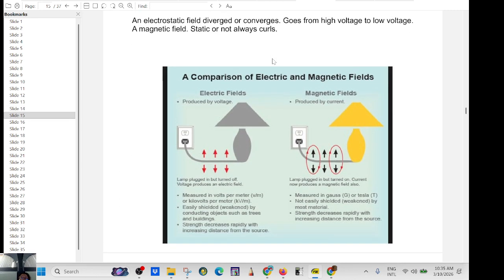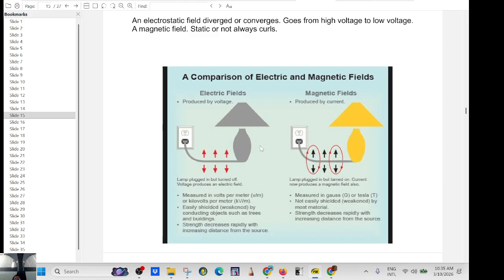Always remember, an electrostatic field diverges or converges. A magnetic field, it doesn't matter if it's changing with time or not changing with time, it's always curling. We're going to see that an electric field that is changing with time will curl as well. But a static electric field diverges and converges. A magnetic field always curls.